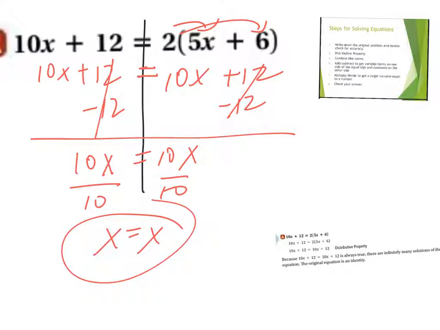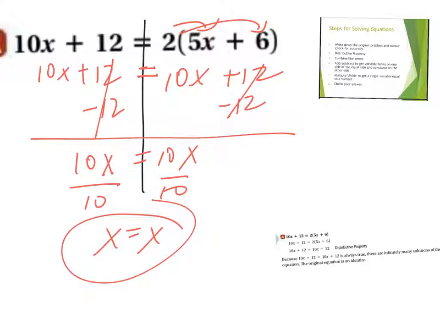Well, no matter what I put in there when x equals x, the answer is going to be correct. I could put in negative 75. I could put in 923. I could put in 275,000,000.4289, and it's still going to work. Anytime you get an answer that always makes sense, it's called an identity.